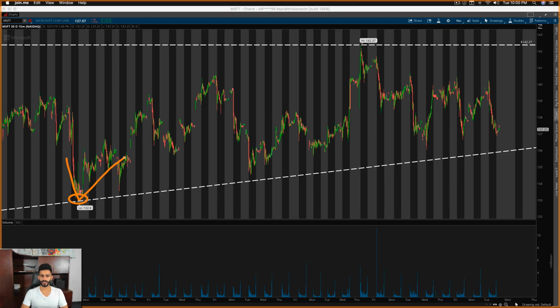It hits this level, goes up. Around that level, goes up. Around that level, goes up. Around that level, goes up again and again. It's not perfect, but it's the idea behind it, right?